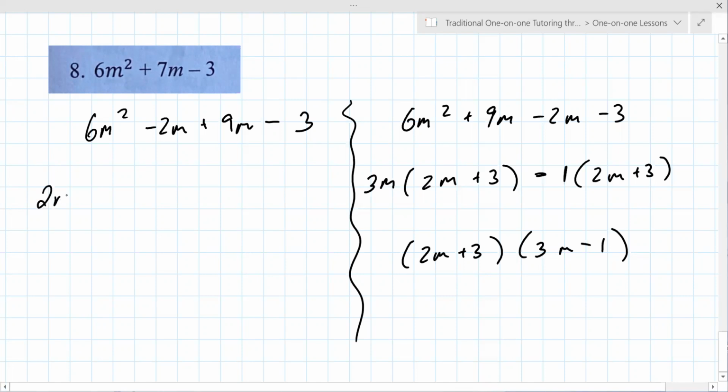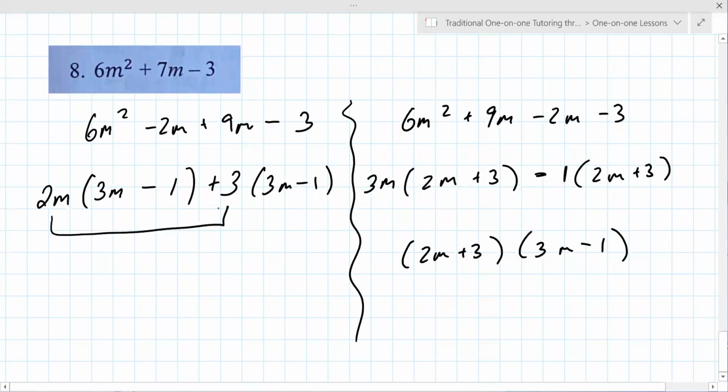So 2m goes into both of these. Do you see that? So it's 3m minus m, minus 1. Yeah, just 1m. And then you immediately put it over here, 3m minus 1. So 3 on the outside. See how you pair these together? 2m plus 3 and then 3m minus 1.